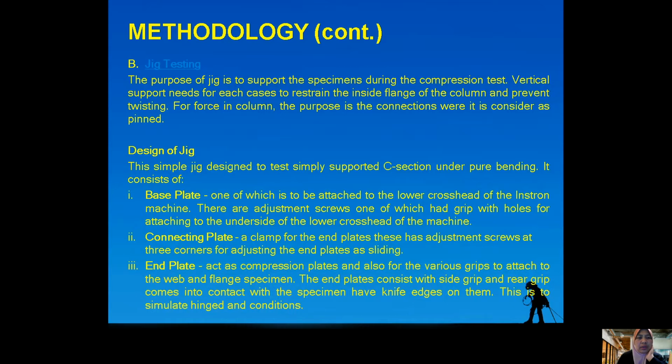I also used the jig for testing, the purpose of which is to support the specimen during the compression test. Vertical support is needed, in each case, to restrain the inside flange of the column and prevent twisting. For force in the column, the purpose is the connections, where it is considered as pinned. I have to design the jig. The jig has a base plate, connecting plate, and end plate.